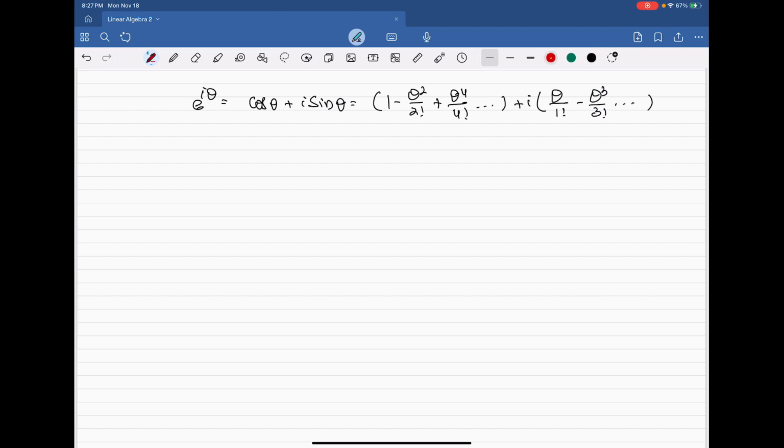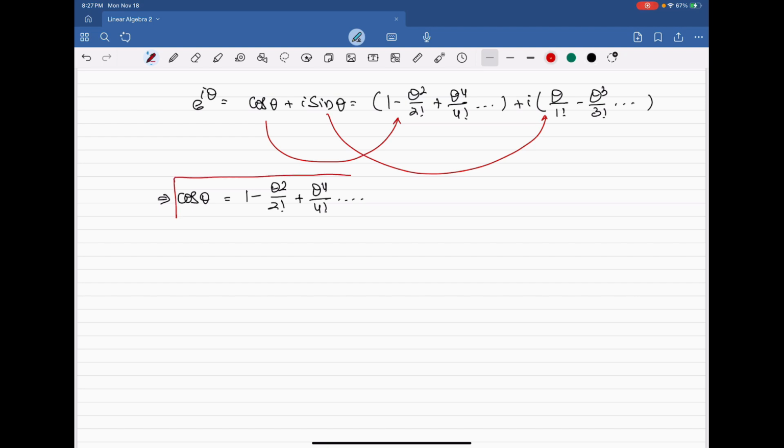Then let us compare the real numbers with real numbers, imaginary numbers with imaginary numbers. Ultimately, cos theta is equal to 1 minus theta square by factorial 2 plus theta to the power of 4 by factorial 4, and so on. This is a very important derivation in series. And sin theta is equal to theta by factorial 1 minus theta cube by factorial 3, and so on.